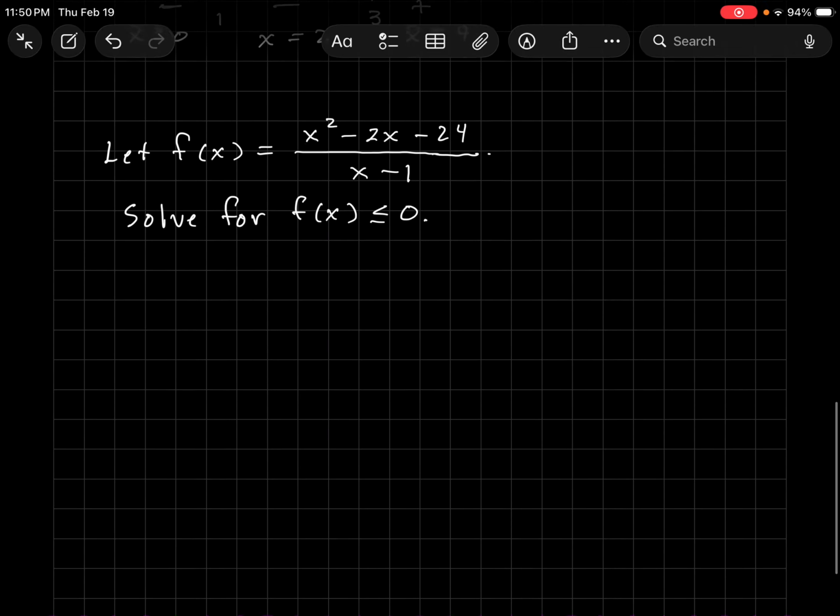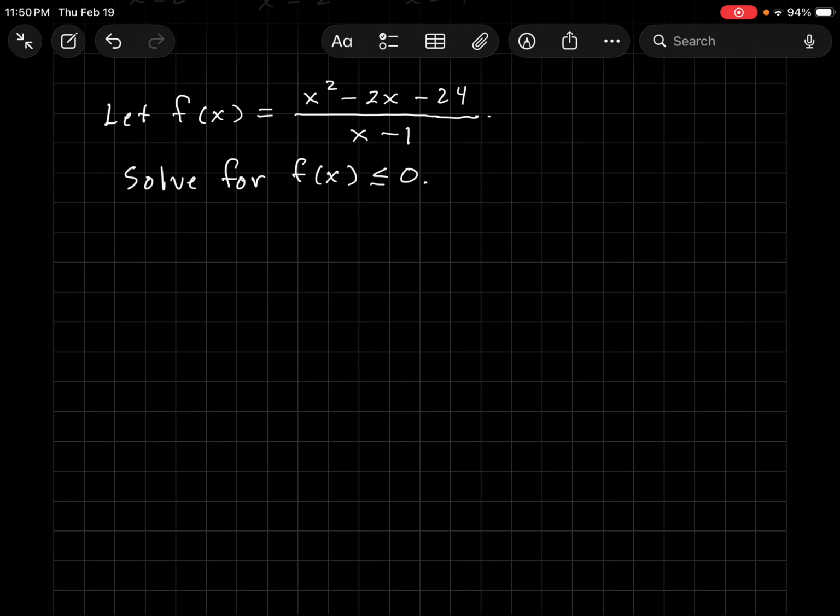Now, how would I do a problem like this if I had a rational function? And I want to solve for when this is less than or equal to 0. Well, I'm going to start the same way. I'm going to factor if possible. And we usually make these problems factorable, but not necessarily. I get x plus 4 times x minus 6. I'll check myself really quickly. Yes, I got that right. And then my denominator was x minus 1.